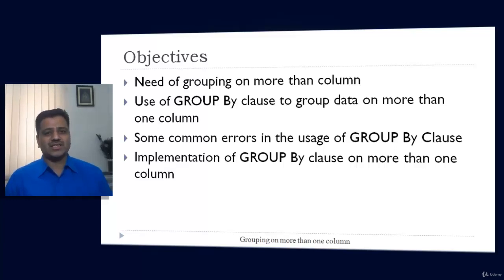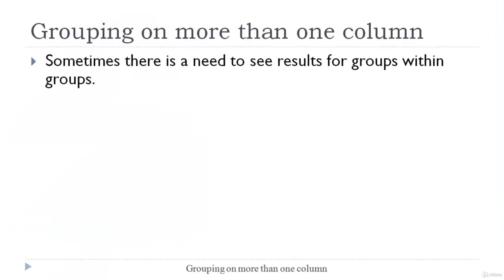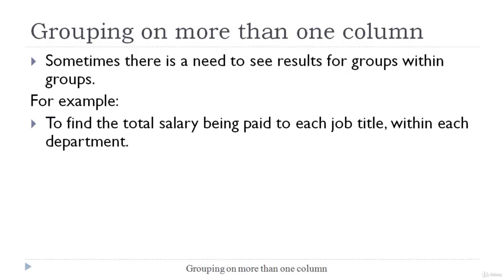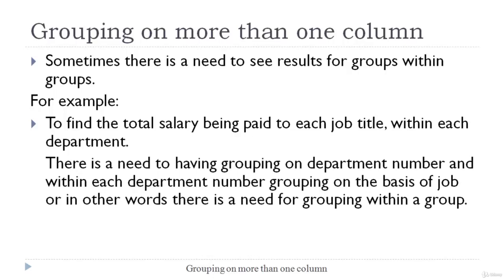Let's start this session. Sometimes there is a need to perform grouping on more than one column. It means that first grouping is performed on first column and then within that group, grouping is performed on second column. Let's understand this concept with an example where we wish to find total salary paid to each job title in each department. In this case, first grouping will be made on department field, and then within the group of each department, grouping is performed on job field so that total salary can be found for this subgroup, that is each job within each department. In simple words, here we wish to perform a group within another group.